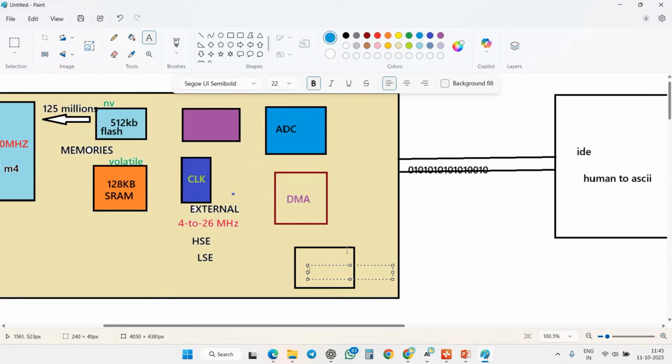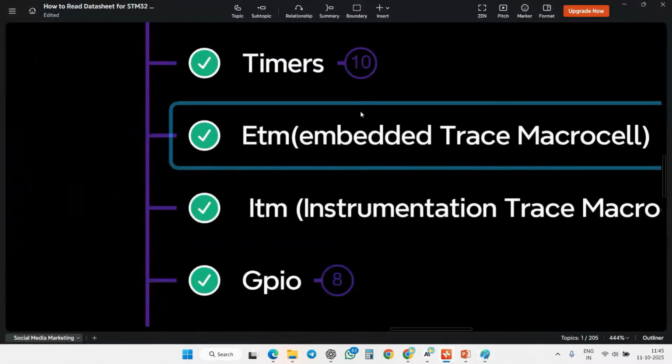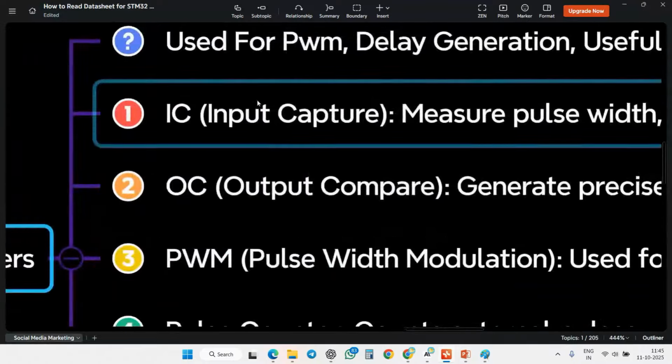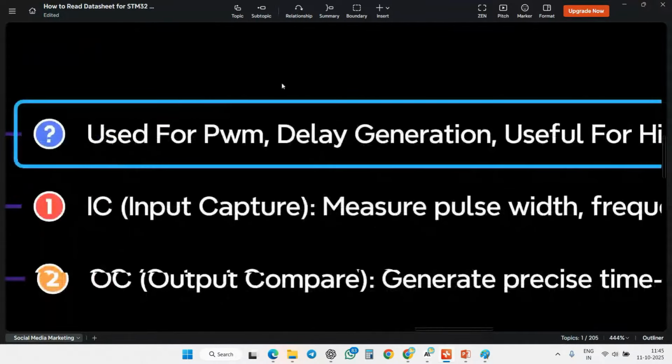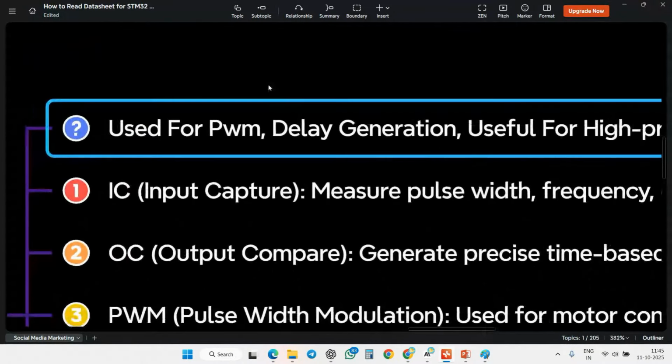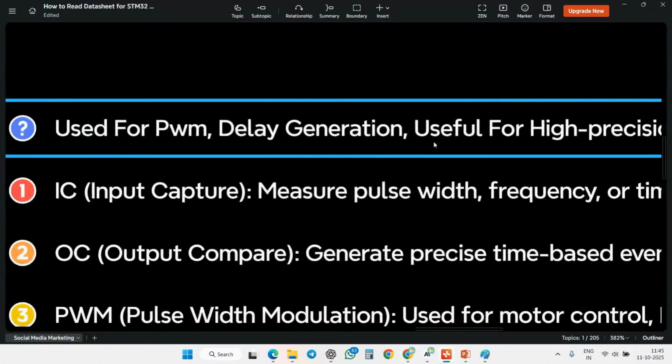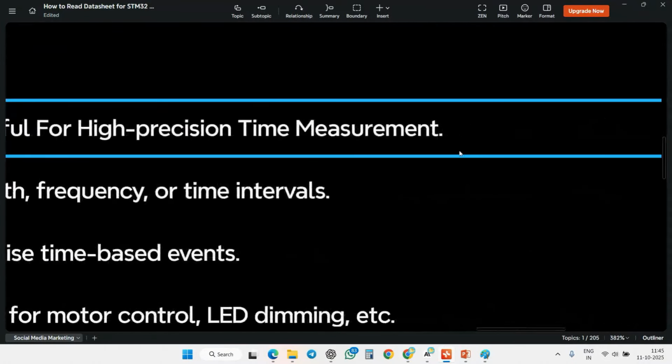So the next concept we are having is called timers. We are going to discuss this timer in detail. This timer is always used for PWM, that is pulse width modulation, and for delay generation and high precision time measurements.